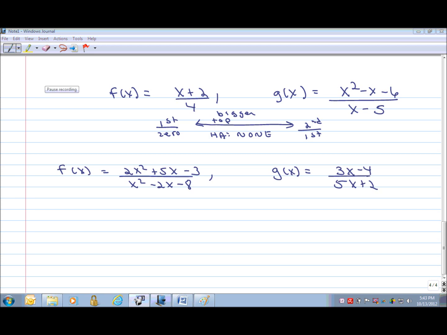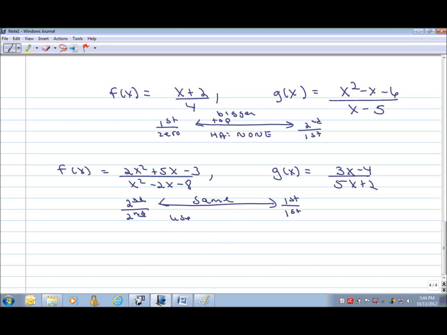is we're comparing again the degrees, and in this example the degree in the numerator and the degree in the denominator are the same. So this is a second degree in the numerator and a second degree in the denominator. And on this side we have a first degree and a first degree. So again, we're comparing the tops. The tops are the same.